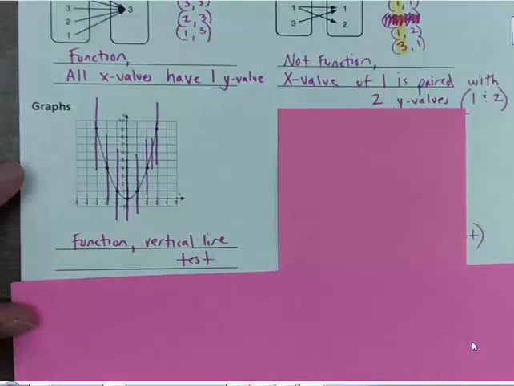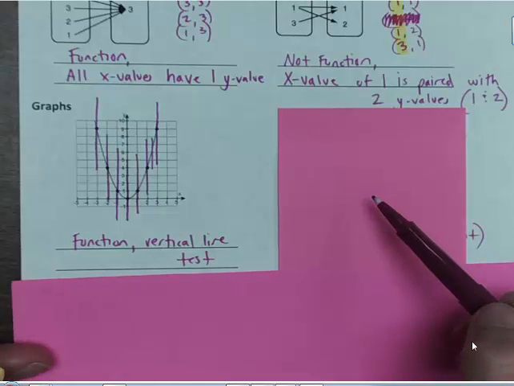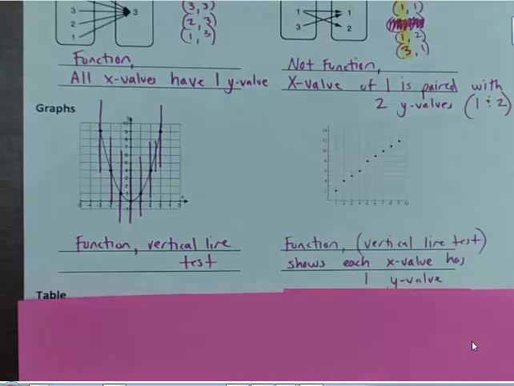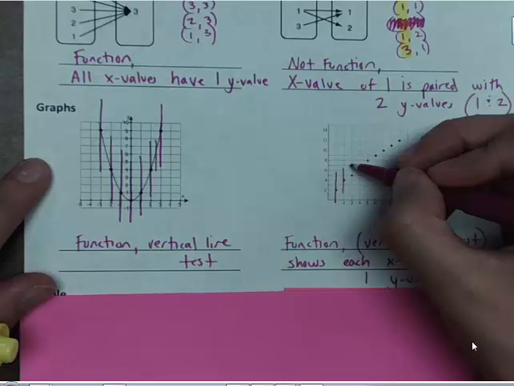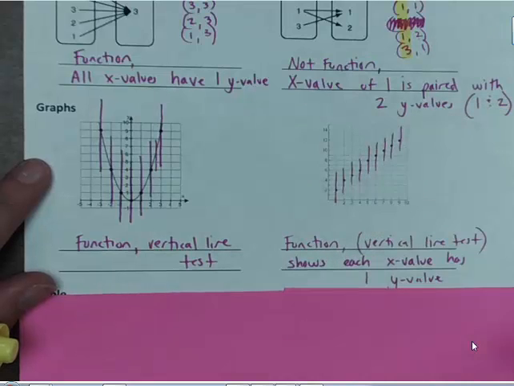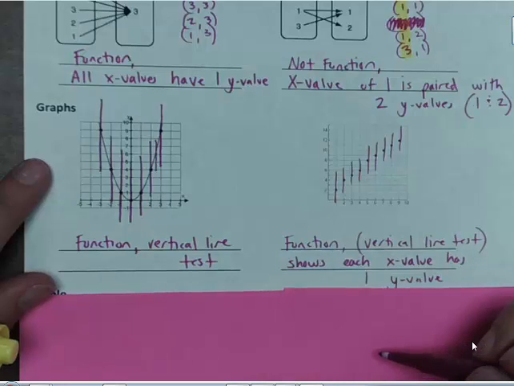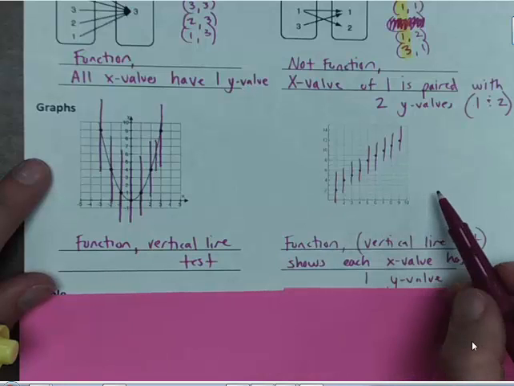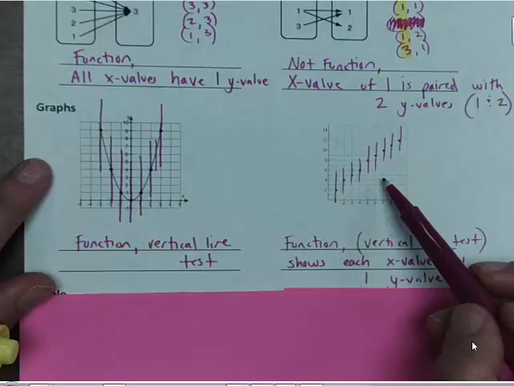Go ahead and pause the video and do this second graph by yourself. When you're done, push play. Looking at this second example, I notice that if I do my vertical line test again, every single one of these points falls on one vertical line. Therefore, this represents a function. And if I listed my ordered pairs, every single x value is going to be linked up with one y value.